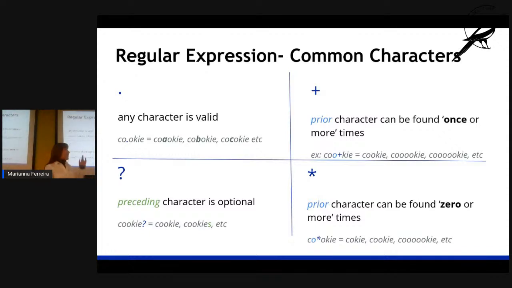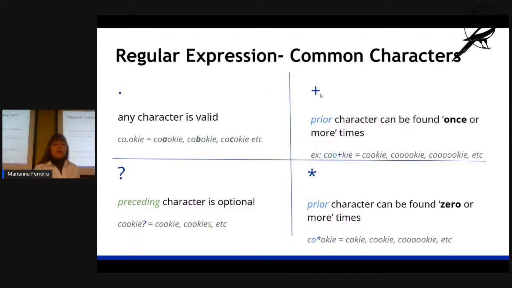You can have the example of cookies. If you do co.o, there can be any letter there, A, B, C, D, in that little spot. Same with, I think, capital letters, all those kinds of things. So any character can exist where that period is in regular expression.